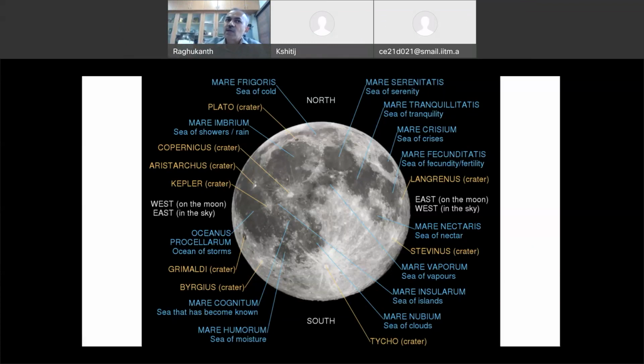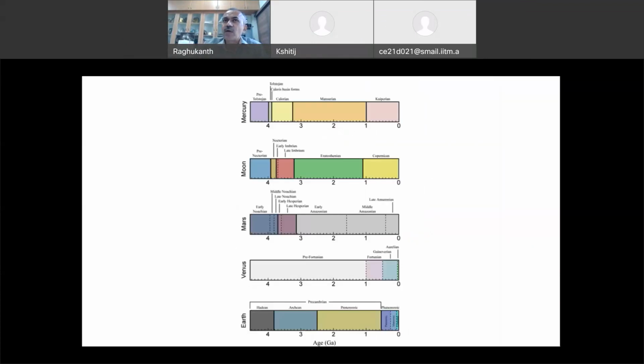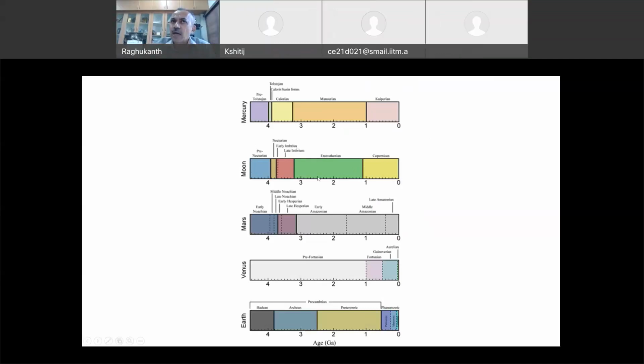So the age of these craters, based on that they decide the classification, and based on that classification, based on the craters, they have divided the Moon into 1, 2, 3, 4, 5 geological periods, like pre-Nectarian, then Nectarian, then early Imbrium, late Imbrium, Eratosthenian, then Copernican itself. So these are based on the craters only.